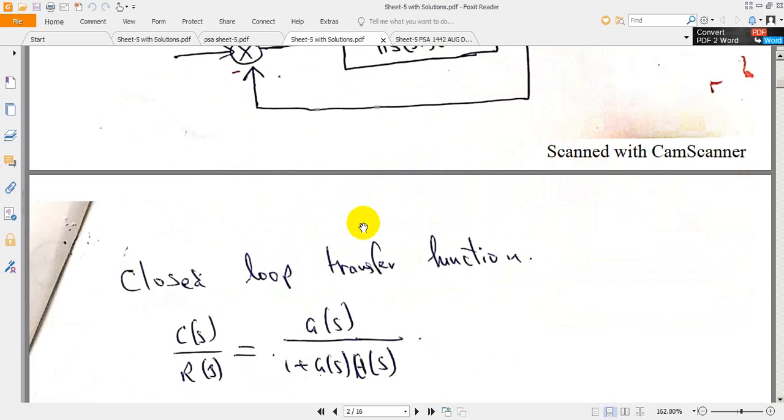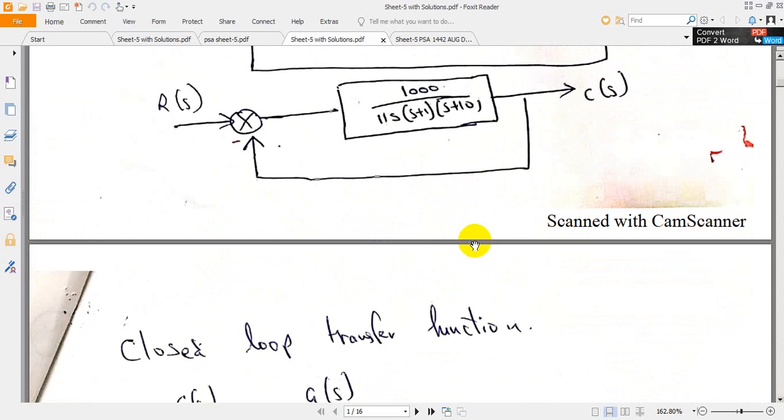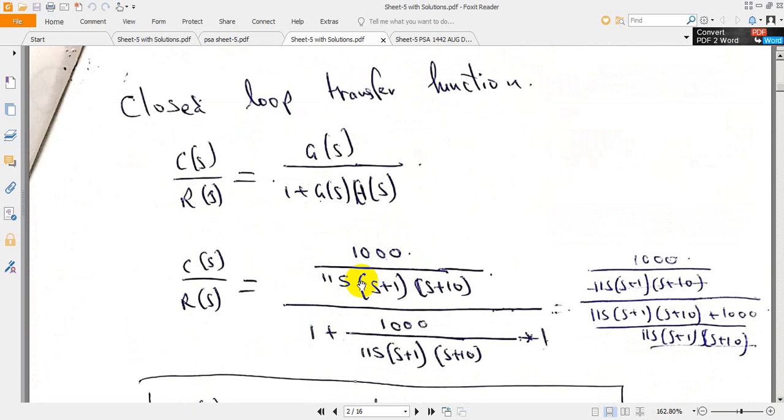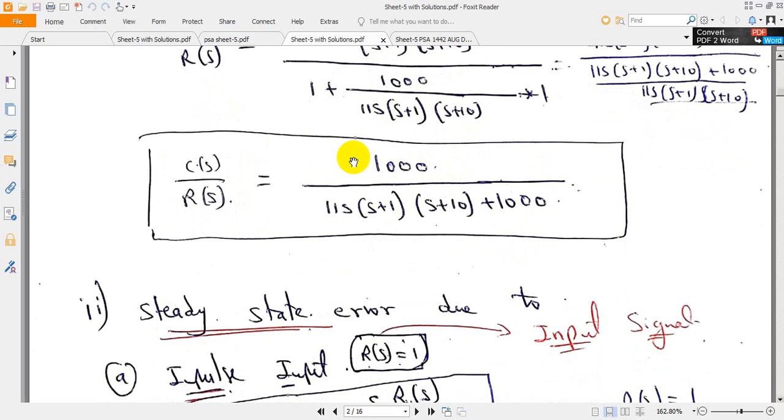For this, the closed loop transfer function will be C of s divided by R of s is equal to G of s divided by 1 plus G of s into H of s. G of s is 1000 divided by 11s into s plus 1 into s plus 10, and H of s is equal to 1. Just substitute it, and if you simplify this, you will get C of s divided by R of s is equal to 1000 divided by 11s into s plus 1 into s plus 10 plus 1000. This forms your closed loop transfer function.